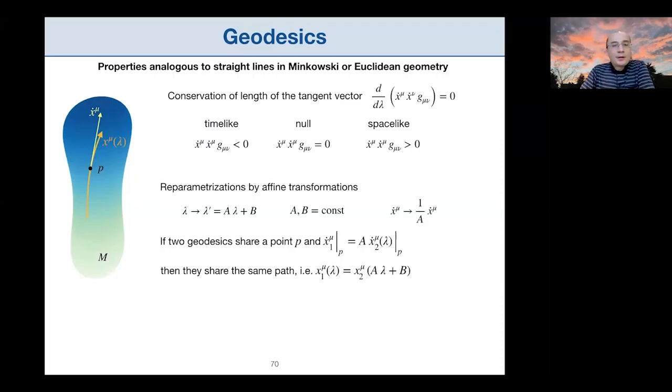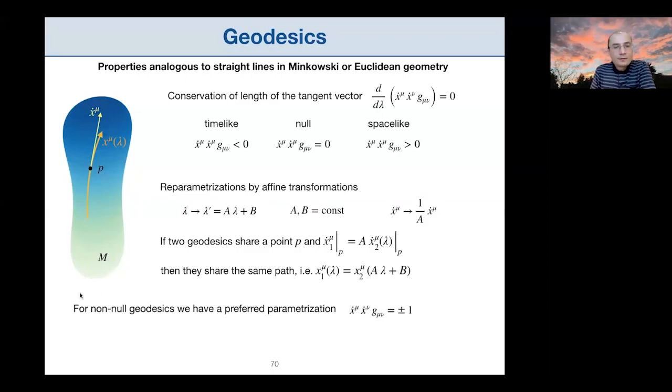It's always possible to reparametrize a given geodesic by performing an affine transformation of the parameter lambda. So we pass from lambda to some lambda prime, given by a lambda plus b, with a and b constants. In that case, we rescale our tangent vector, obviously, because we're rescaling our lambda. However, if two geodesics share a point P, and the tangent vectors there are proportional to each other with some proportionality constant alpha, then they will share the same path, meaning they are the same geodesic up to a reparametrization. Any questions about this?